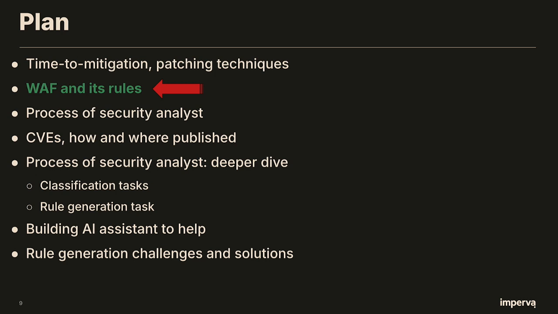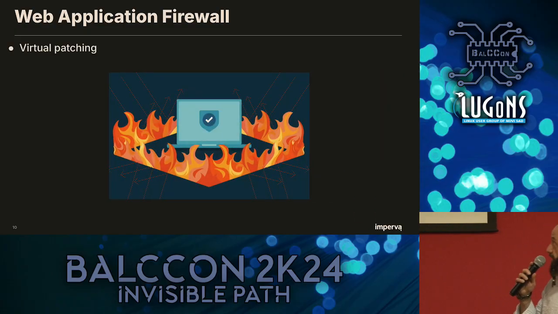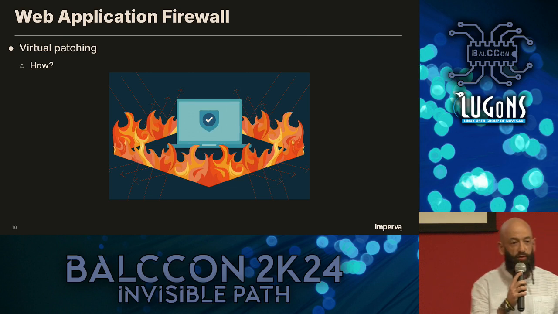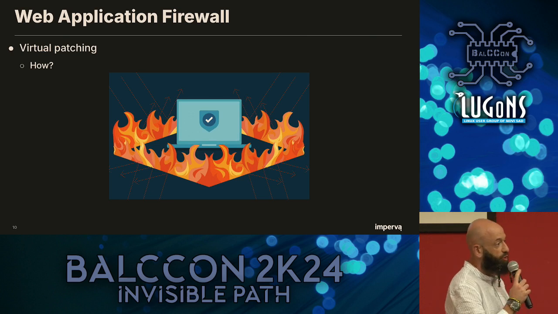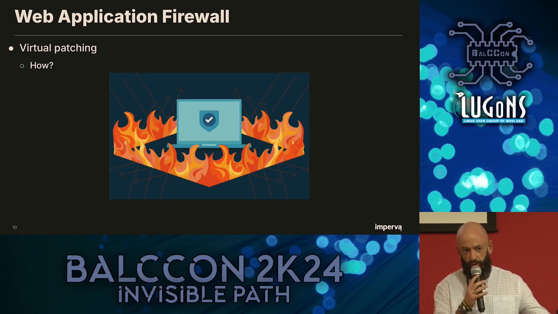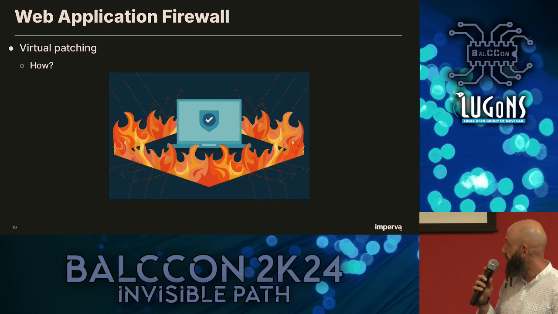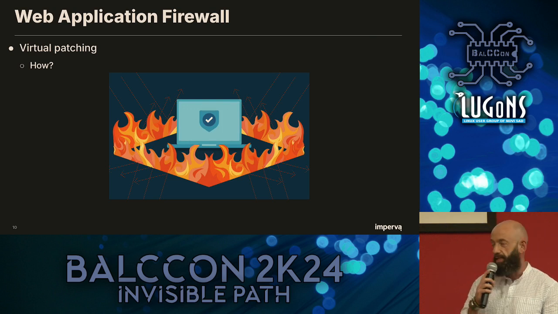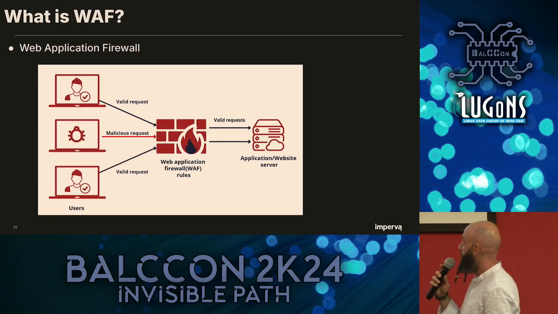So now let's see how Web Application Firewall solves this problem. Instead of using local patching, instead of patching each and every component, we can do virtual patching. Virtual patching means that we apply the patch on the network level, but in simpler words, it means that we use a thing that is called Web Application Firewall.